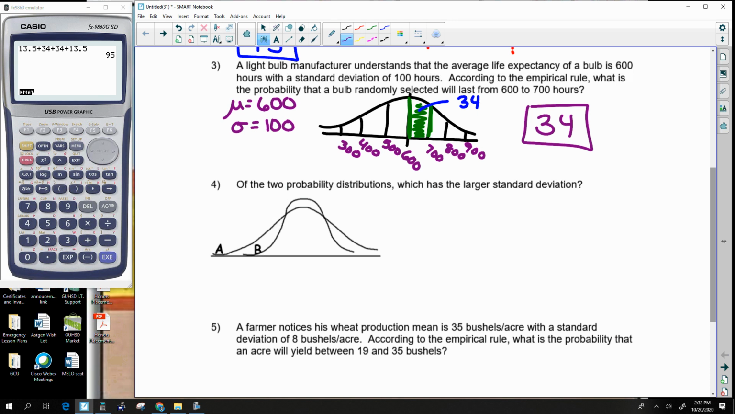Here we are asked about two probability distributions. This one wants the larger standard deviation. The standard deviation is a general width. So this wants the larger width. The larger width, the larger standard deviation, would be A.